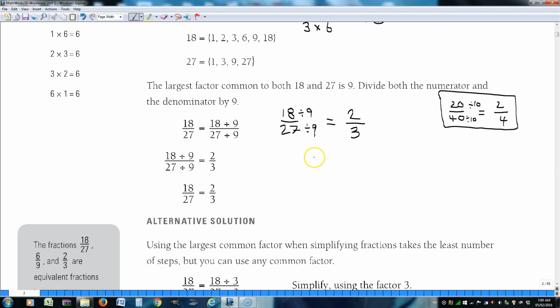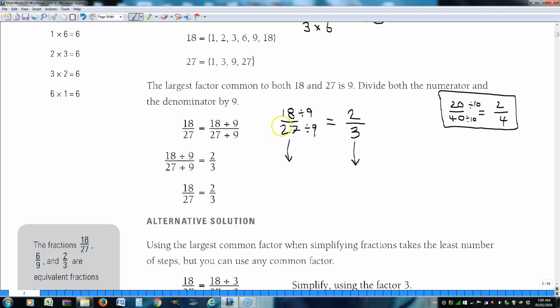So let me see here. Is 18 over 27 the same value as 2 over 3? Well, it's hard to tell by looking at them, so what you can do is test it. Let's turn this into a decimal amount, and let's turn this into a decimal amount and see if we have the same value. So this question is done, people, but let's just check our work here.